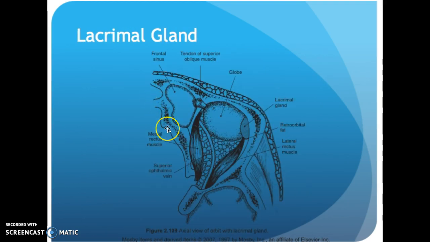So the one thing I want to show you on this slide is this right here. This is your superior ophthalmic vein right there. So that one you're going to see because it's suspended in fat. So it'll have your lateral rectus muscle, your optic nerve, but superior to the optic nerve is going to be your superior ophthalmic vein, and then your medial rectus muscle.